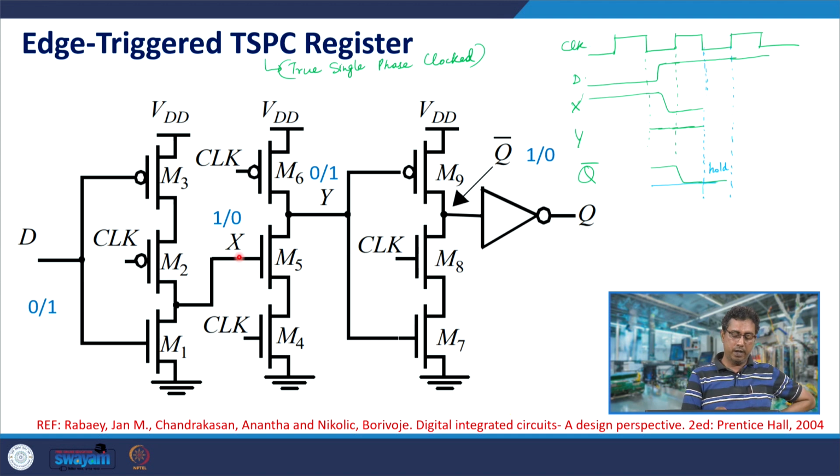So, x would turn high, and y would be pre-charged to VDD, but when clock turns to 1, state 1, M6 is off, M4 is on, and y would get discharged. Since y would get discharged, M9 would turn on and it would charge to VDD, and M7 is off because y is going to 0. So, Q bar would charge to VDD. So, that is the functioning of this.